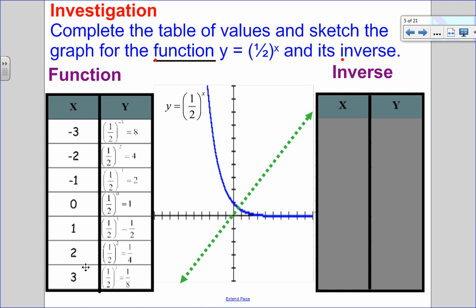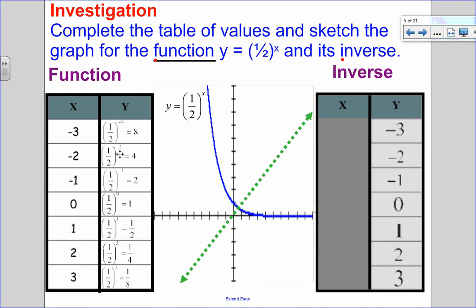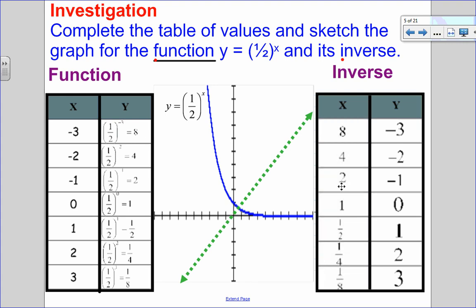I'm going to take all of my x values, which are now y values, and all of my y values will now become x values. Looking at this table of values, I can now graph the inverse.